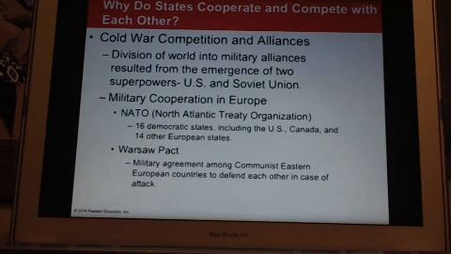And so we have two major groups. The first is NATO, which is the North Atlantic Treaty Organization. And this was made up of the 16 democratic states, including the U.S., Canada, and 14 other European states. And of course, most of these are going to be Western Europe. And then we have the Warsaw Pact. This was a military agreement among communist Eastern European countries that agreed to defend each other in case of attack.